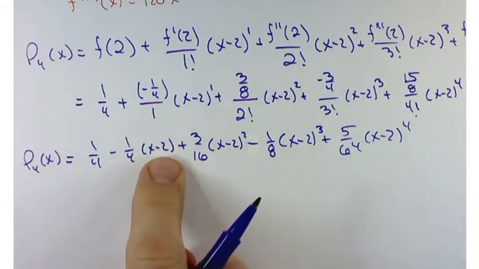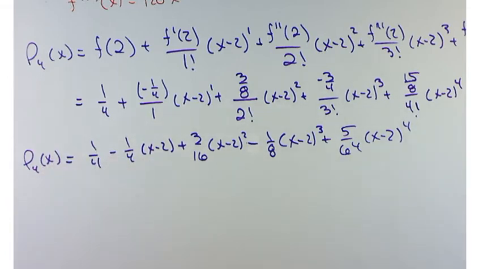So in the neighborhood of x equal 2, as long as you're close to x equal 2, this polynomial will give you a reasonable approximation to our function.